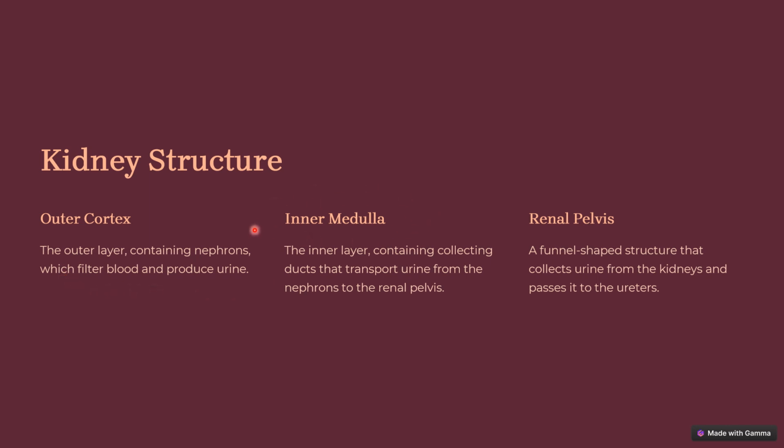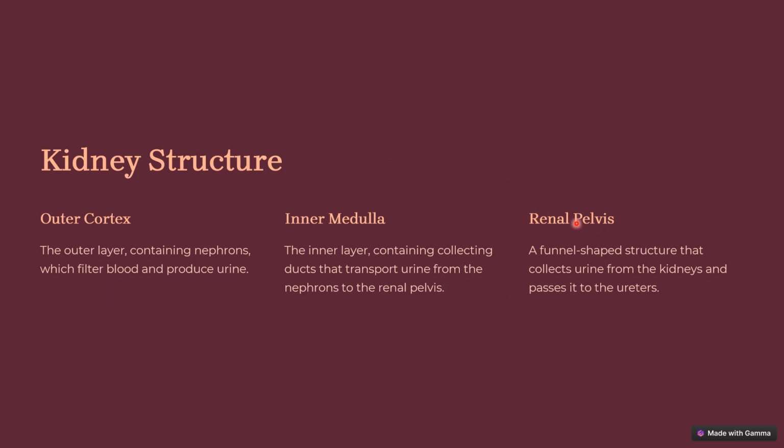Moving further to the inner medulla, the inner layer containing collecting ducts that transport urine. So they have collecting ducts which transport the urine from the nephrons of the outer cortex to the renal pelvis, which is the further structure we are going to discuss. So outer cortex filters the blood, produces urine. Inner surface has the collecting ducts that transport the urine from the nephrons to the renal pelvis.